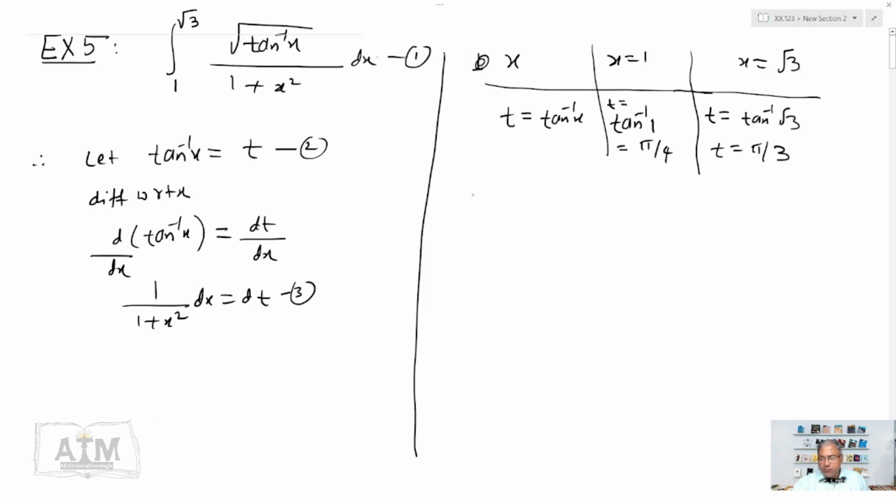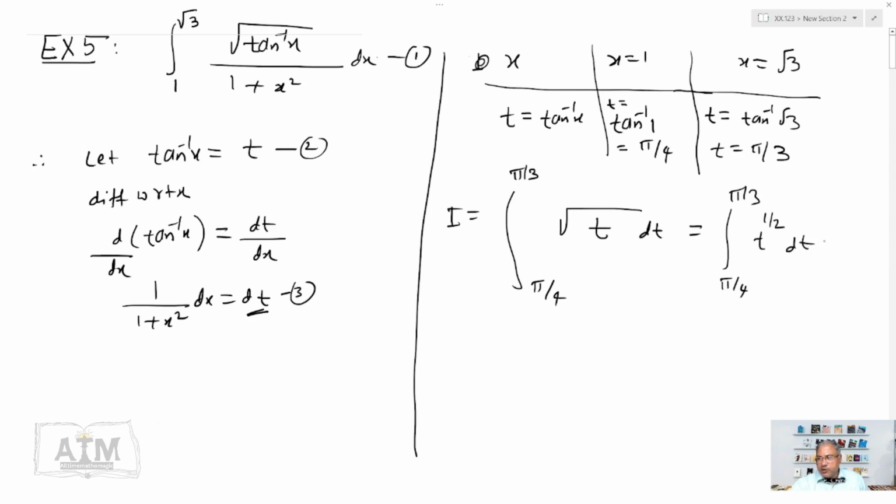Now after getting the new values, I equals, in place of 1 we write pi by 4, in place of root 3 we write pi by 3, and here is tan inverse, that is root t, and 1 upon 1 plus x square dx is replaced by dt. So this is equal to the integral from pi by 4 to pi by 3 of t raised to 1 by 2 with respect to t.